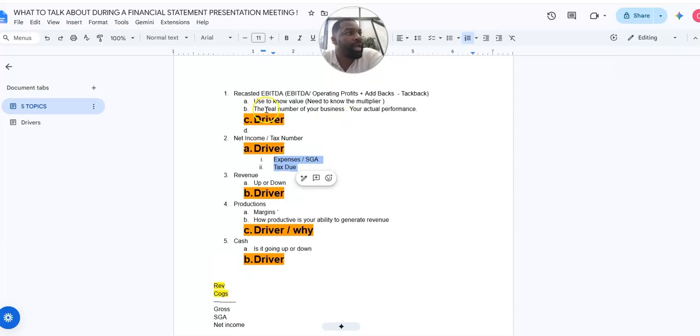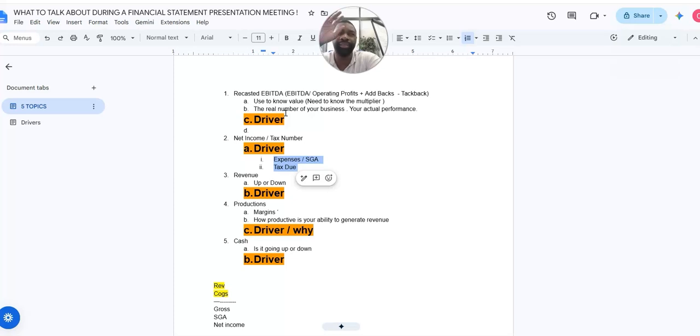Next one is my favorite one. I like to look at recasted EBITDA, right? Earnings before interest, taxes, depreciation, and amortization. You can just call it operating profits, right? So what the recasted part is, most people just give you that EBITDA, the earnings before interest, taxes, depreciation, and amortization, and that's it.